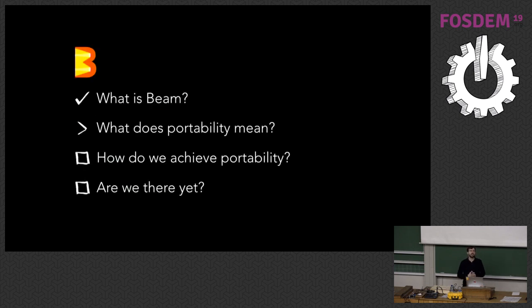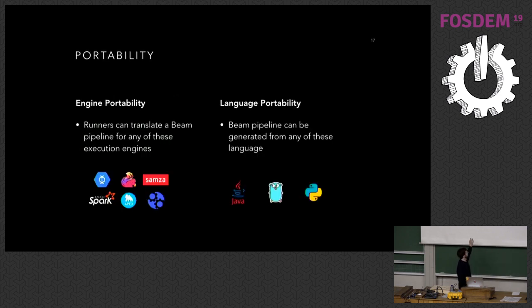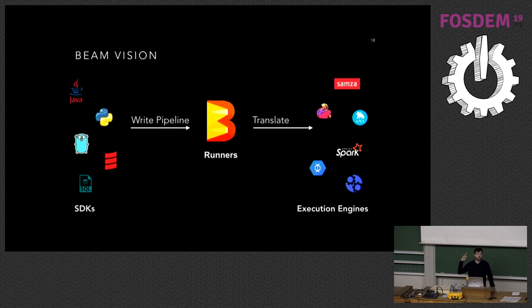So what does portability mean now? I showed you Java, I showed you Python. That should already be working, right? So let's see first what the two different kinds of portability in the Beam context are. We have engine portability, which is the ability to run on different execution engines. And we have language portability, which is using different SDKs for composing the pipeline. And if we look back at the vision which I showed you at the beginning, this is how it should work, right?